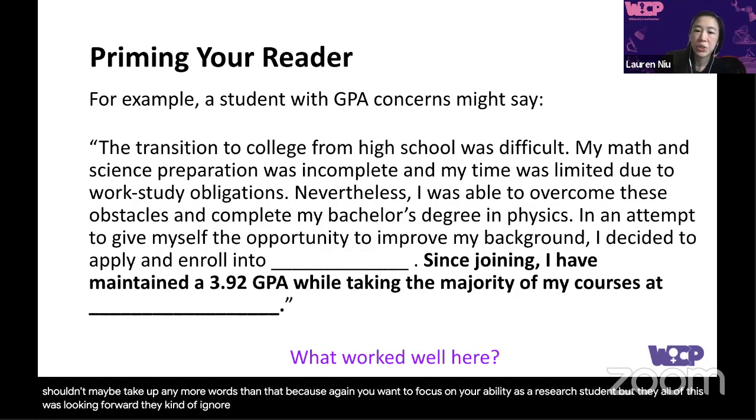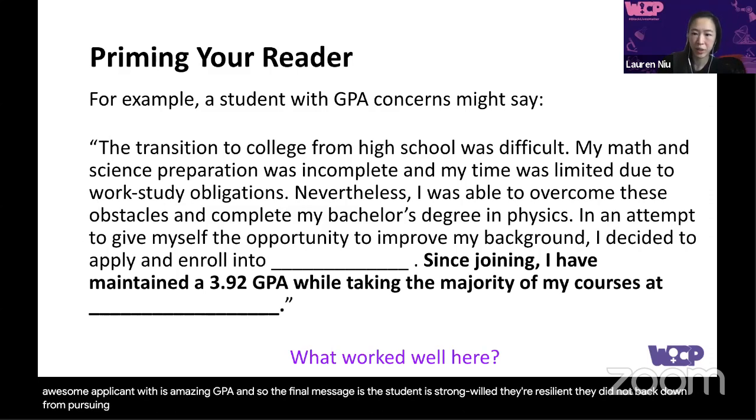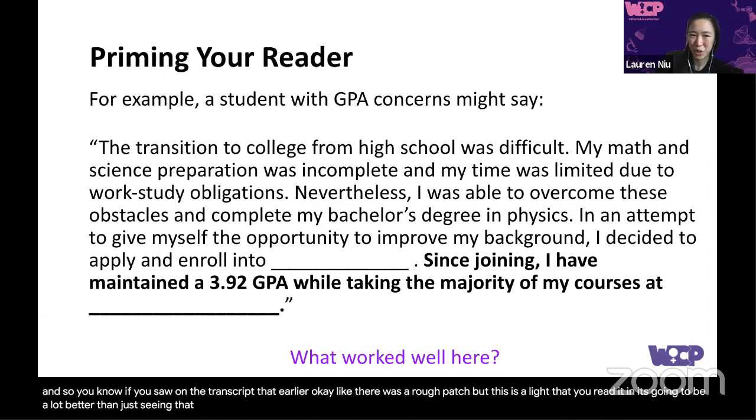They acknowledged the situation, but then went on to explain, okay, well, I overcame this, and now I'm an awesome applicant with this amazing GPA. And so the final message is, this student is strong-willed, they're resilient, they did not back down from pursuing their scientific career, even though the start was a little bit rough. And at the time of writing, they are a great applicant. So if you saw on their transcript that there was a rough patch, but this is the light that you read it in, it's going to be a lot better than just seeing that low GPA at the beginning and wondering what happened there.